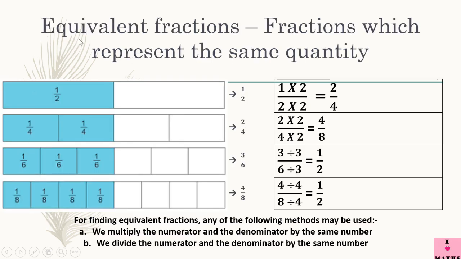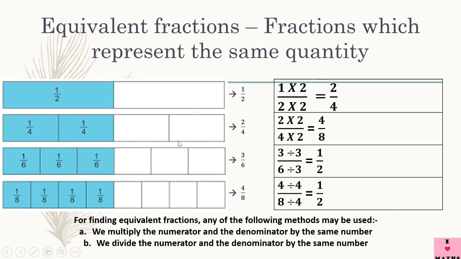Now, we are going to learn about equivalent fractions. The fractions which represent the same quantity. Now, think that these are the chocolate bars. These four are the chocolate bars. In the first bar, I have divided the bar in two equal halves. So this is a half and this is a half. And I have shaded one half. So the shaded portion is 1 upon 2.